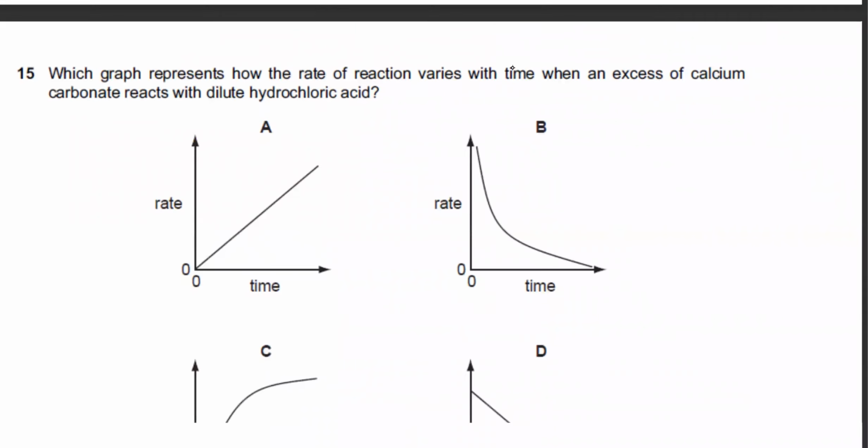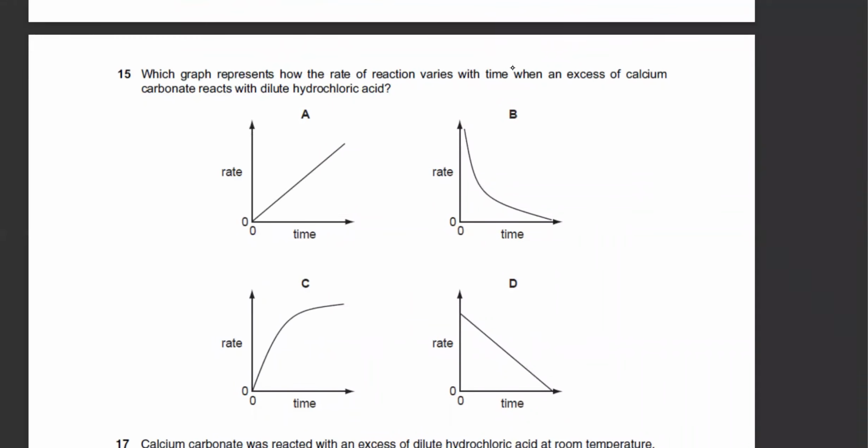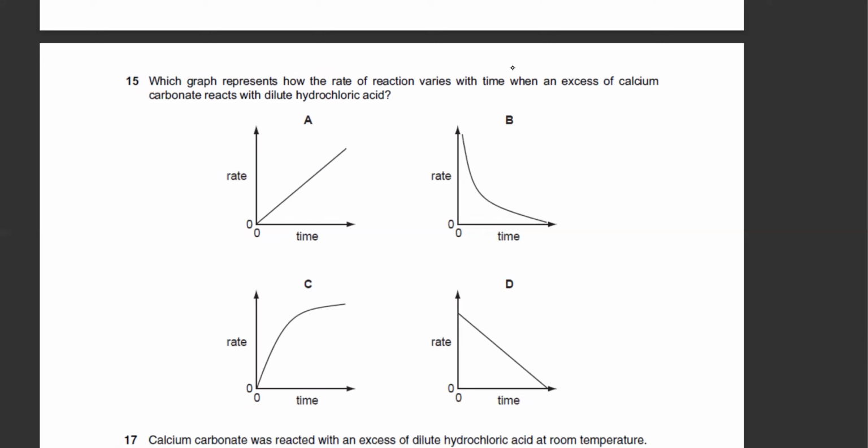So let's do this one. Which graph represents how the rate of reaction varies with time when excess calcium carbonate reacts with dilute hydrochloric acid? It's B. It's the rate with respect to time. It varies with time, with dilute hydrochloric acid.